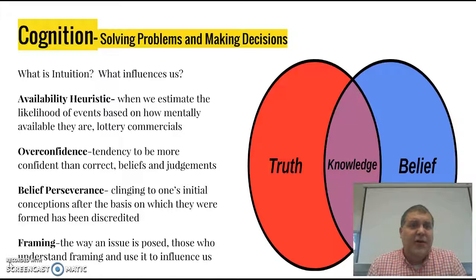The availability heuristic is when we estimate the likelihood of events based upon how mentally available they are. An example of this is lottery commercials. Everybody's going to win the lottery. Overconfidence is the tendency to be more confident than correct. Beliefs and judgments. So we always think, okay, I don't need to study. I'm going to do fantastic on this next test. I don't even need to look at it.